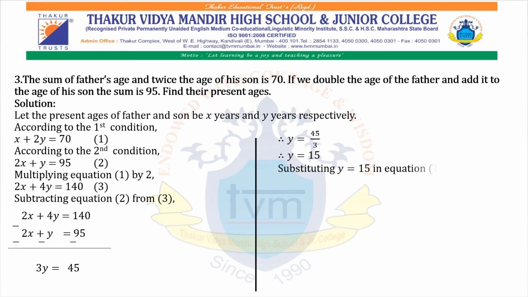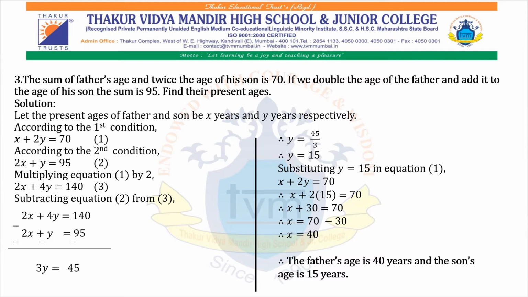Therefore, y is equal to 15. Now, substituting y equal to 15 in equation 1, we will get x plus 2y is equal to 70. Therefore, x plus 2 into 15 is equal to 70. Therefore, x plus 30 is equal to 70. Therefore, x is equal to 70 minus 30. So, x is equal to 40. Therefore, the father's age is 40 years and the son's age is 15 years.